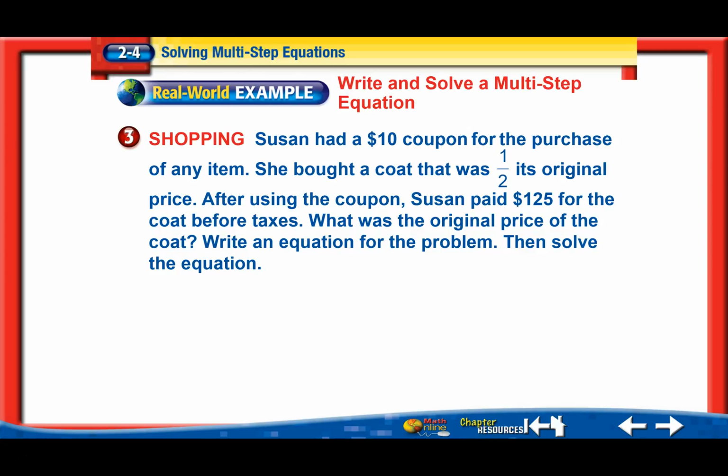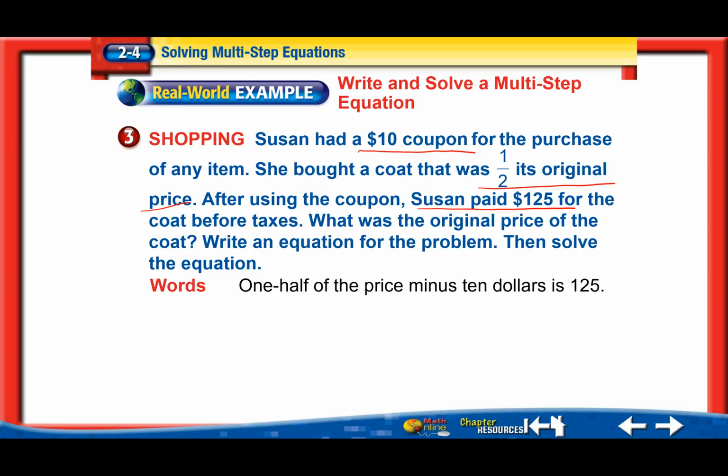After using the coupon, she paid $125 for the coat before taxes. What was the original price of the coat? Lucky her, she could actually use the coupon and the half price on the same item. A lot of places won't let you do that. So we know you have the coupon, and we know it was half its original price, and we know her total was $125.